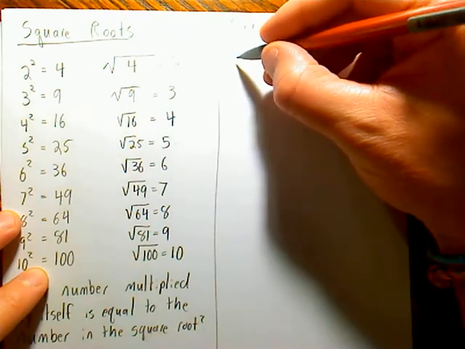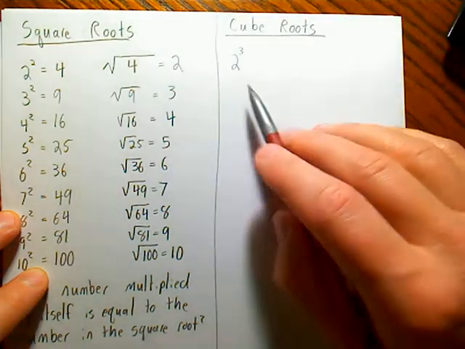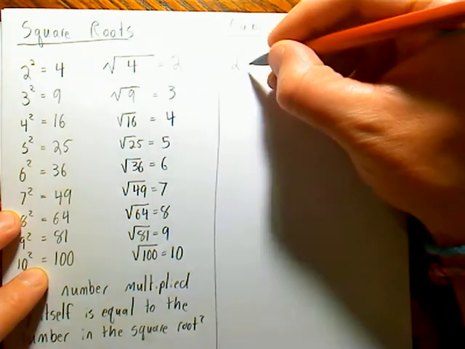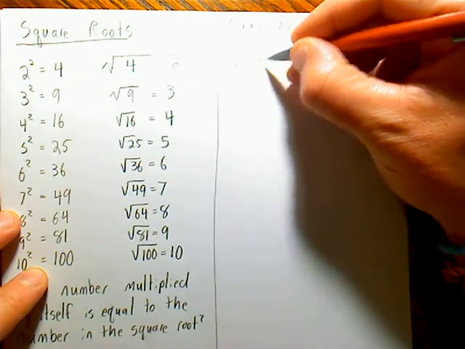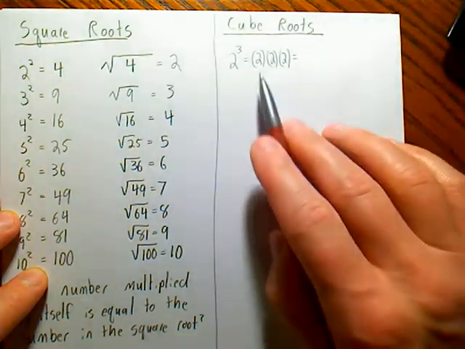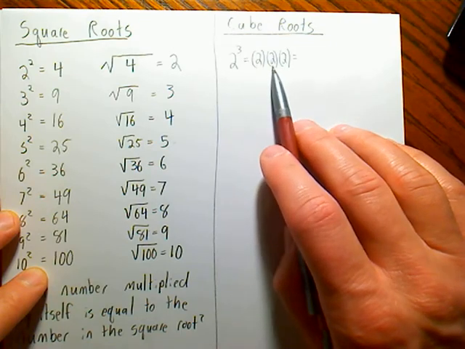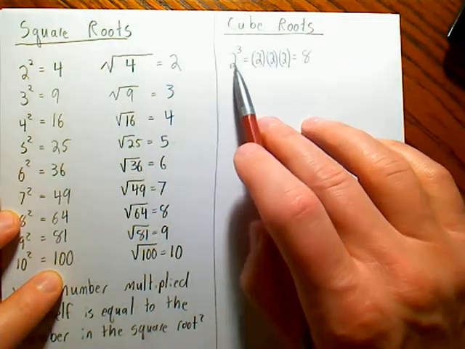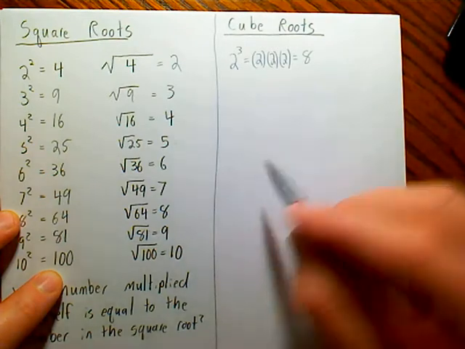So let's start with an easy one. 2 to the 3rd power, or 2 cubed is another way that you can say this. Now remember, this can be rewritten in expanded form as 2 times 2 times 2. It's not 2 plus 2 plus 2. It's multiplication. So 2 times 2 is 4, times 2 is 8. So 2 to the 3rd power, or 2 cubed, is 8.